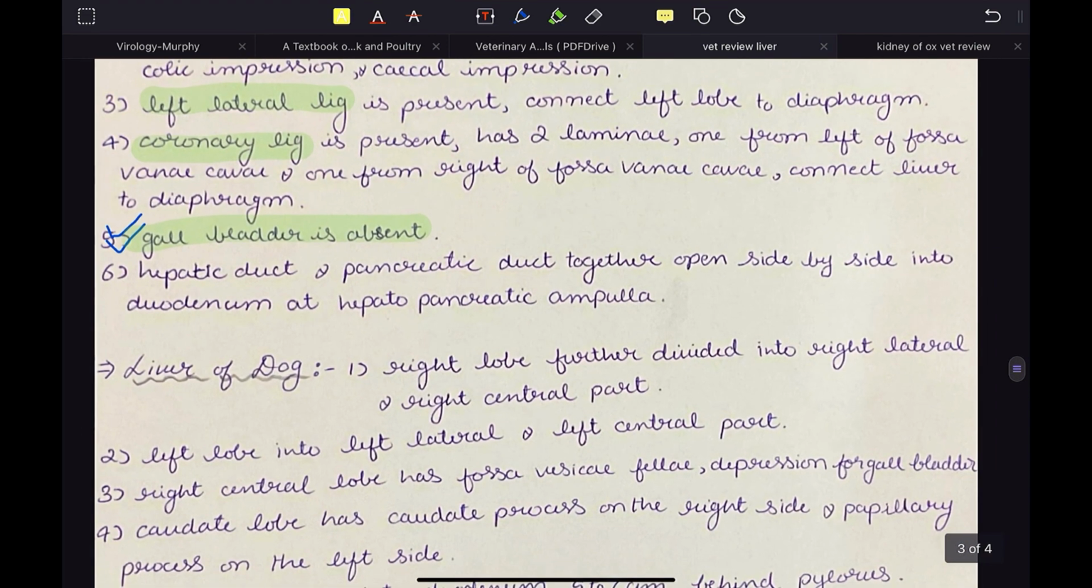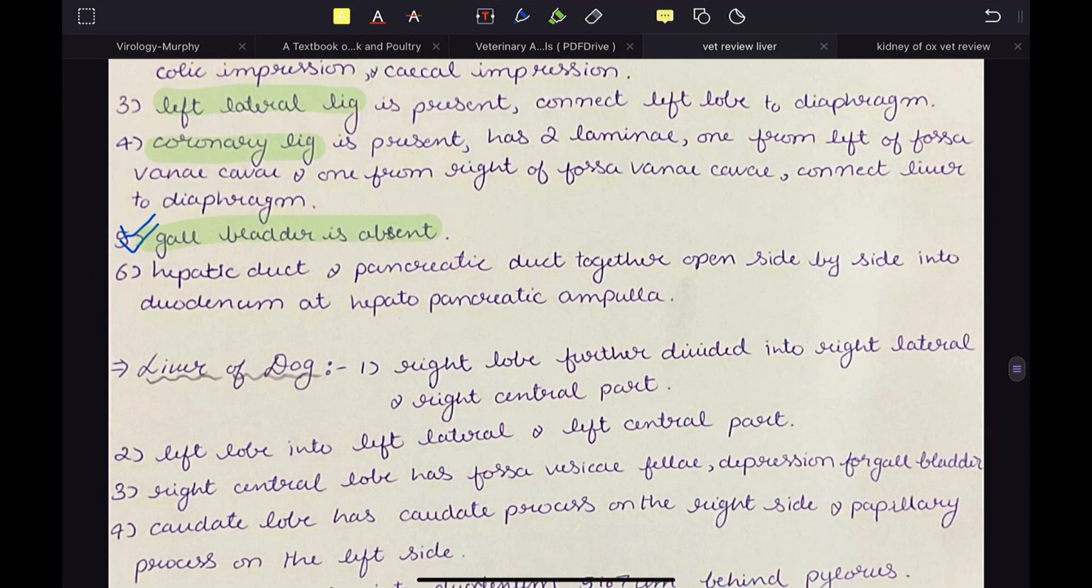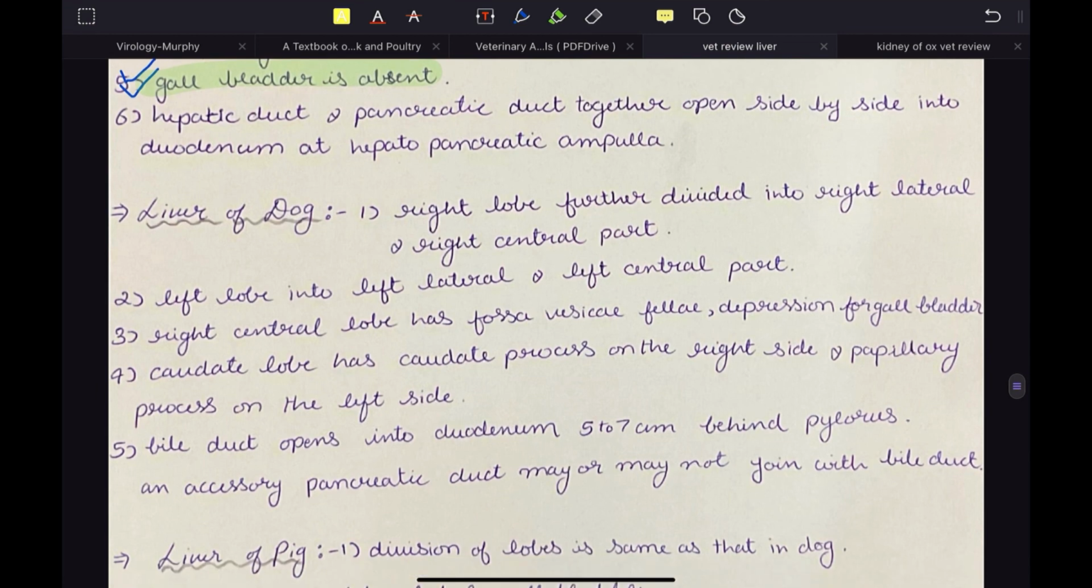Then the hepatic duct and pancreatic duct together open side by side into the duodenum at the hepatopancreatic ampulla. So in humans and in cattle, the common bile duct and the pancreatic duct join and form one common duct called the hepatopancreatic duct, which then opens into the duodenum. But in case of horse, the common bile duct or the hepatic duct doesn't fuse with the pancreatic duct. So they remain separate and open into the duodenum side by side. Again, not too important.